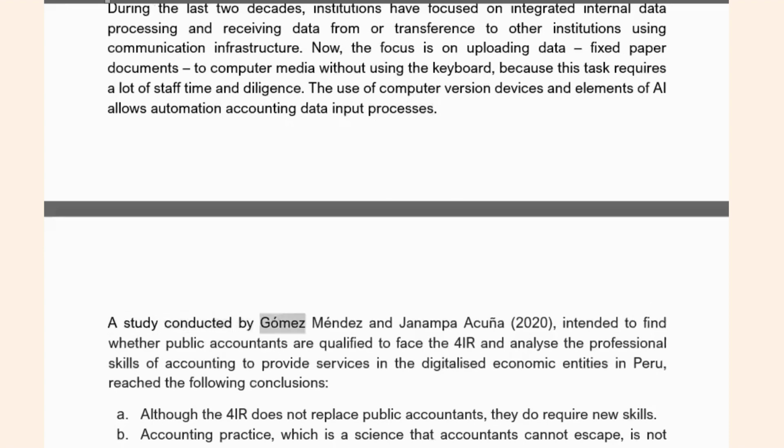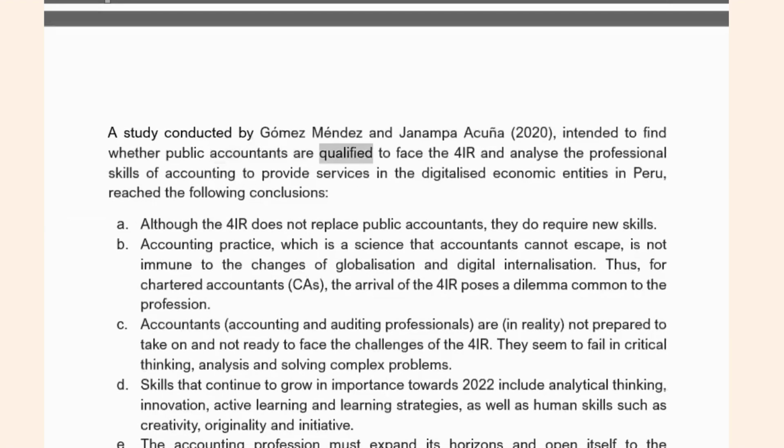A study conducted by Gomez Mendez and Janampa Acuna, 2020, intended to find whether public accountants are qualified to face the 4IR and analyze the professional skills of accounting to provide services in the digitalist economic entities in Peru, reached the following conclusions. Although the 4IR does not replace public accountants, they do require new skills. Accounting practice, which is a science that accountants cannot escape, is not immune to the changes of globalization and digital internalization. Thus, for chartered accountants, CAs, the arrival of the 4IR poses a dilemma common to the profession.